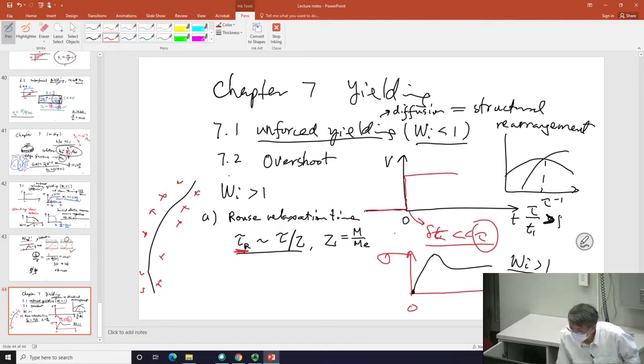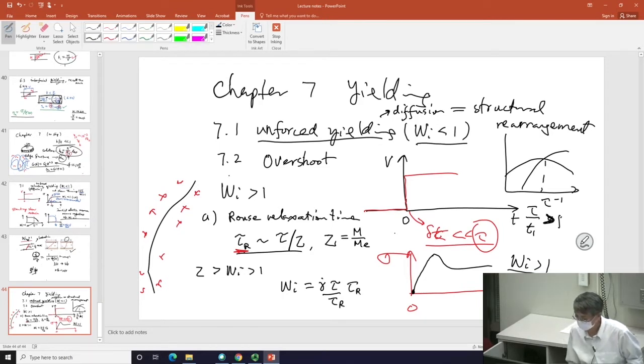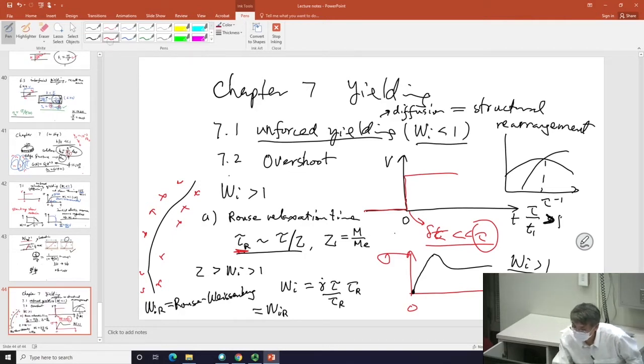So there were two regimes. In regime one, not only do we have Wi larger than 1, but we have Wi smaller than Z, roughly. Let me translate that. Basically, you have Wi, which is Weissenberg number times the terminal relaxation time. I can multiply by tau_R and divide by tau_R, and define the Rouse Weissenberg number, which is what we use all the time. And the other part is the ratio, which is basically Z, very roughly speaking.